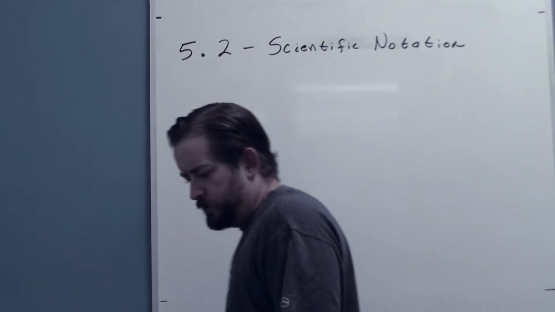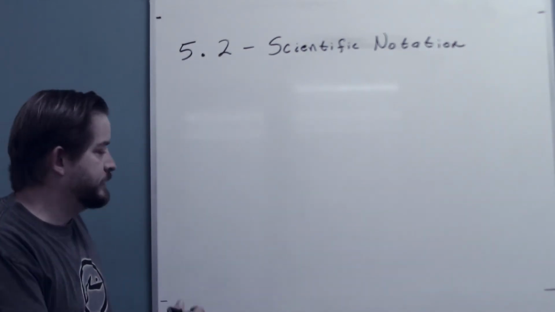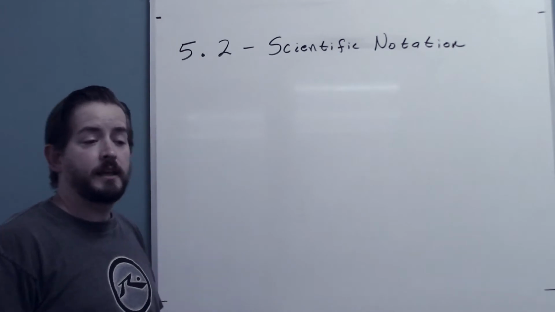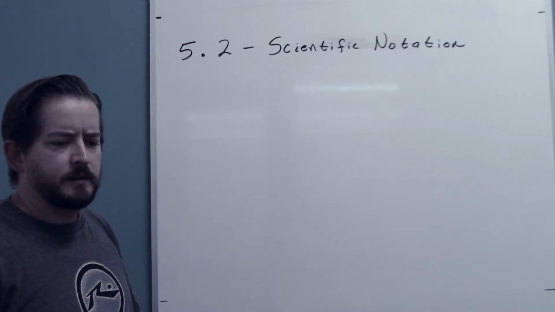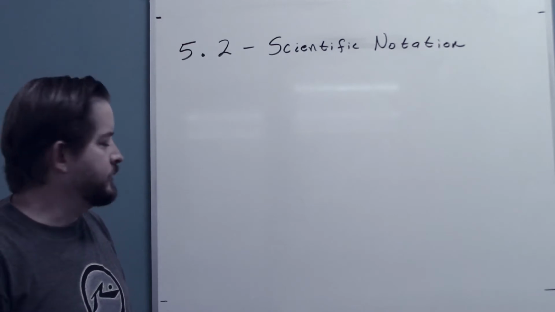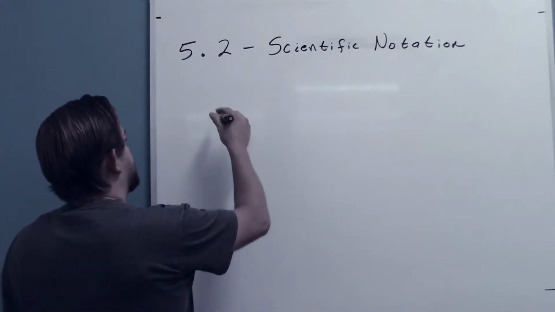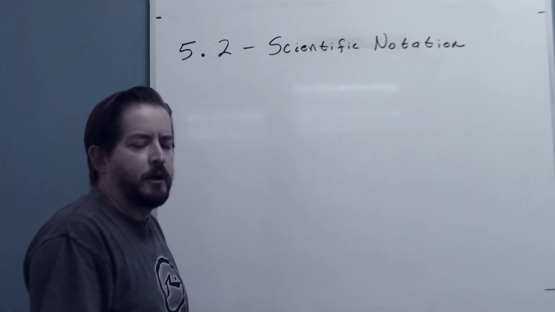Okay, welcome back. We're in 5.2, which is on scientific notation. And to begin this lesson, we're going to look at multiplying numbers to start. So, for example, specific numbers, if I multiply by powers of 10.